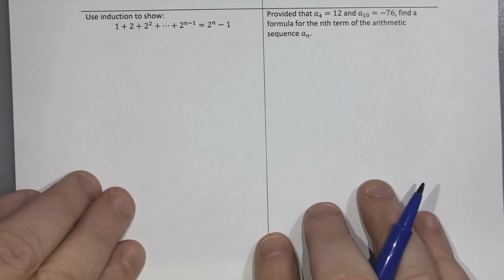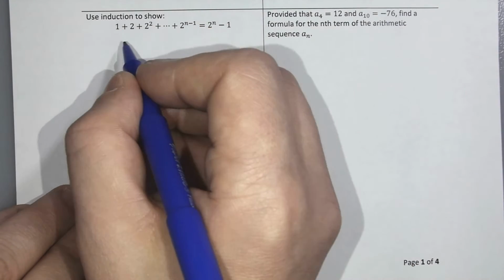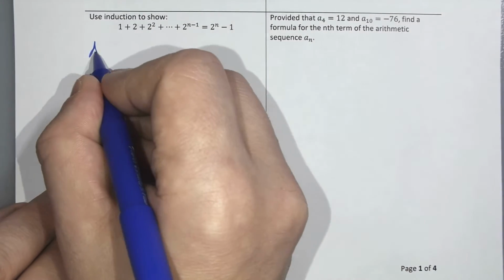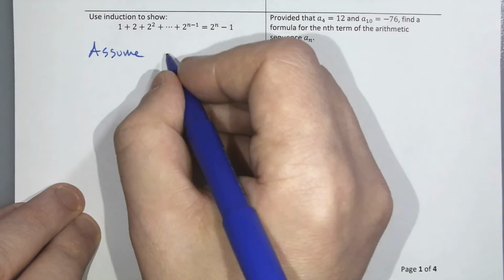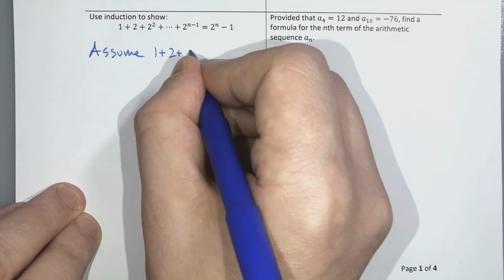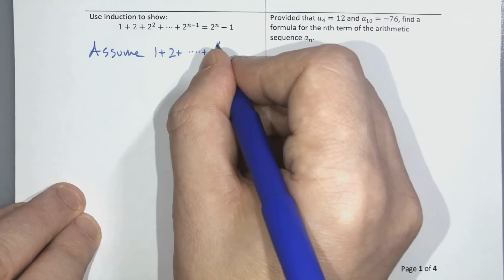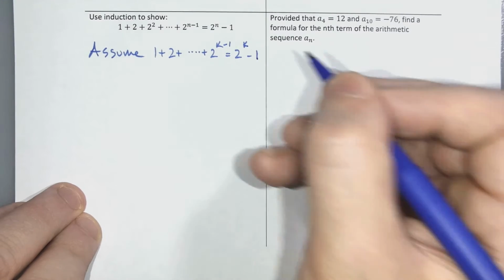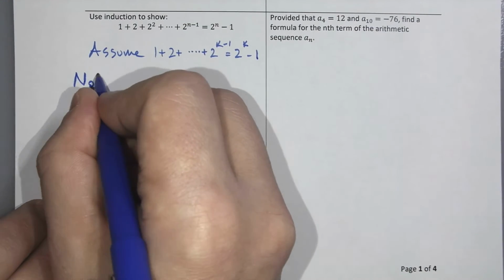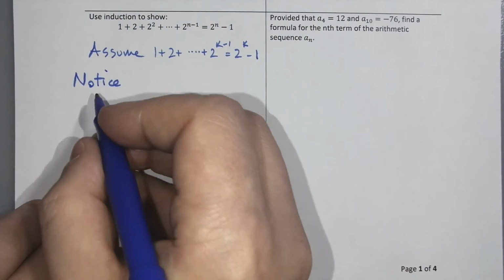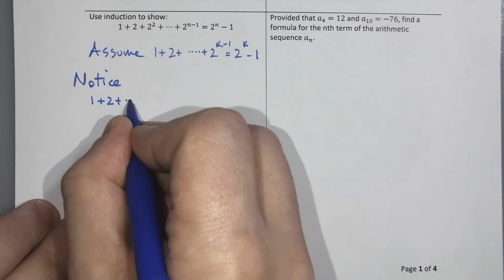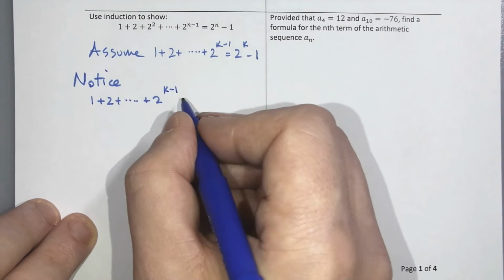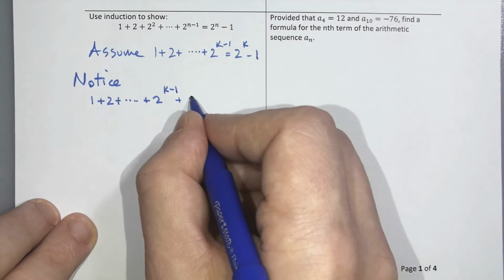Use induction to show this statement. So as usual, we'll just do the inductive step. We get to assume that 1 plus 2 plus dot dot dot plus 2 to the k minus 1 is equal to 2 to the k minus 1. And then we'll move into the actual jump, which is going to be 1 plus 2 plus dot dot dot plus 2 to the k minus 1 plus the next one, which is 2 to the k.